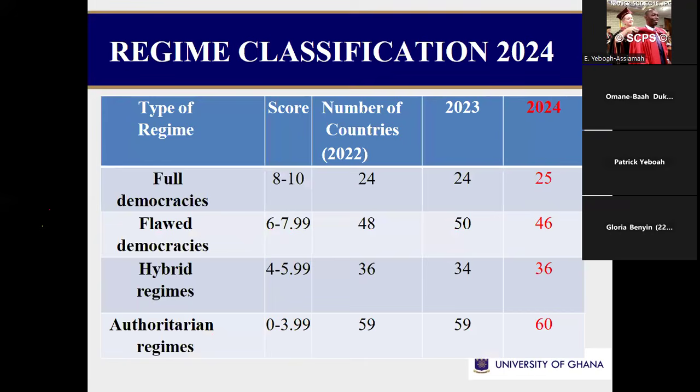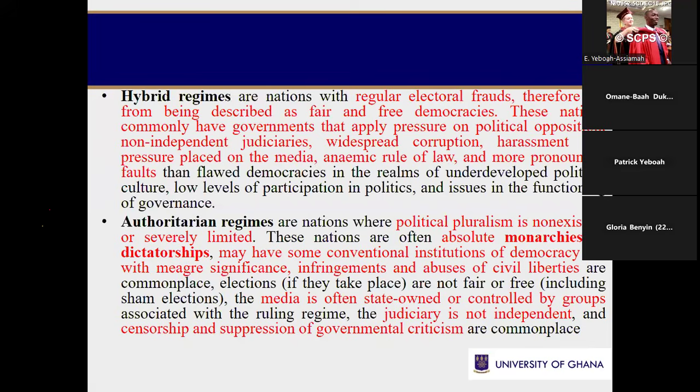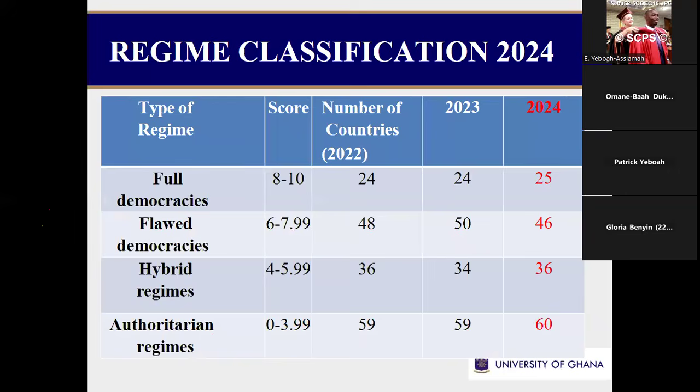In 2022, we had 36 states. In 2023, 34 states. And then we also have, if a country scores from 0 to 3.99, these are authoritarian regimes. Complete authoritarian regimes. Here, political pluralism is non-existent. In these regimes, some of them have no elections at all, like the absolute monarchies. So they are not democracies, they are authoritarian regimes. We have absolute monarchies or dictatorships. Even where they will have elections, it is severely impaired.